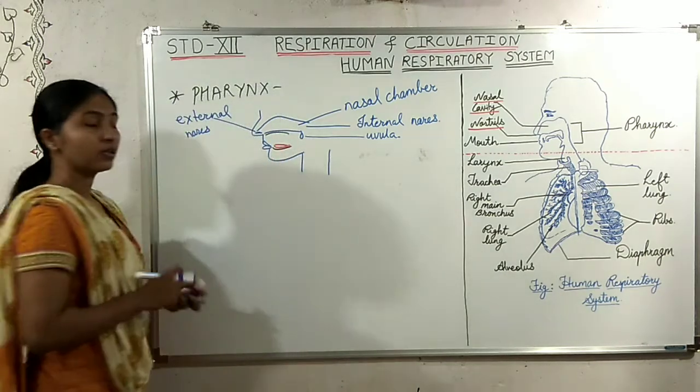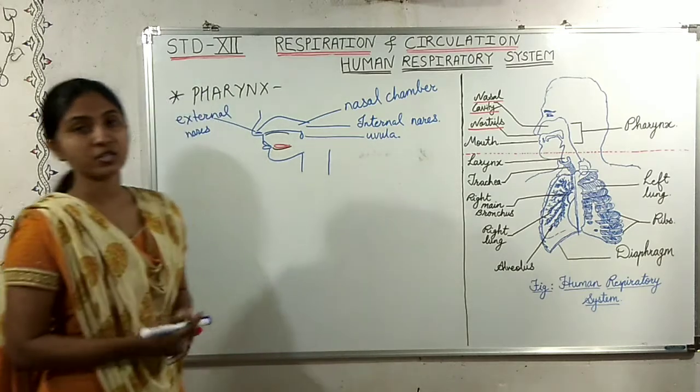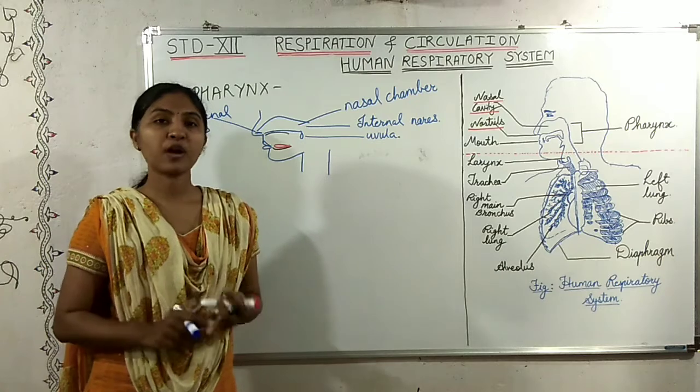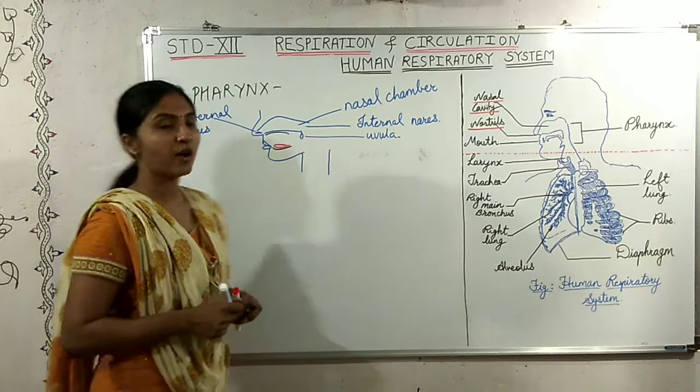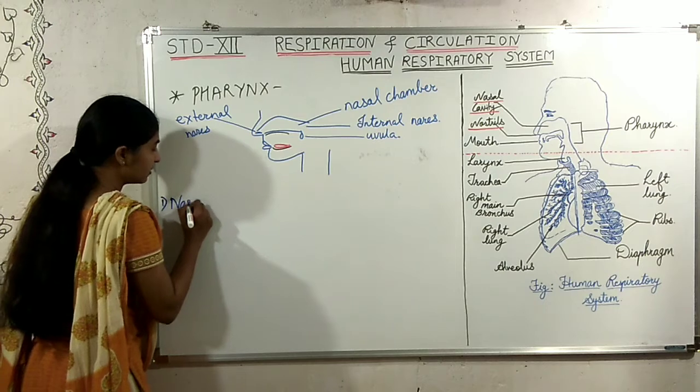Now, the pharynx is divided into three parts or three regions. First is the nasopharynx, second oropharynx, and the third is laryngopharynx. So, the first part, that is nasopharynx.